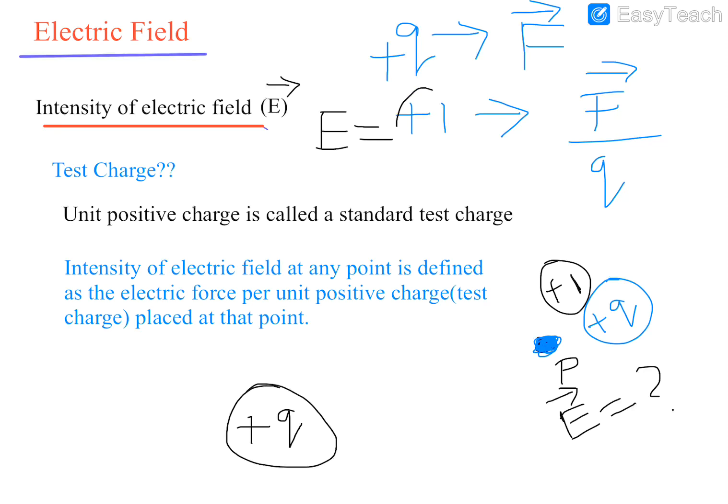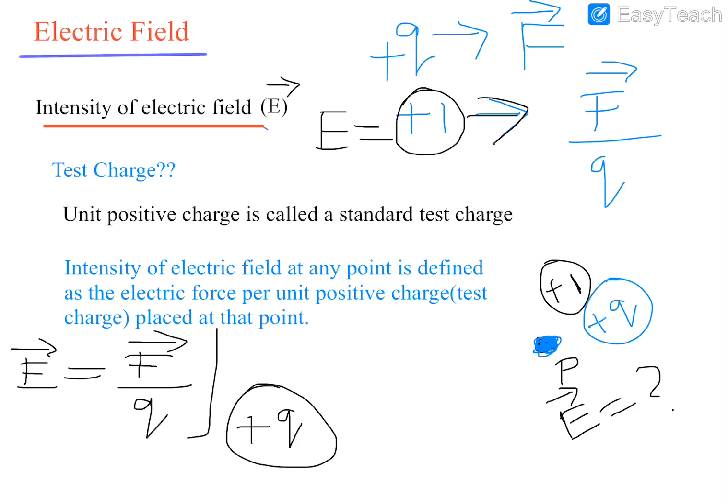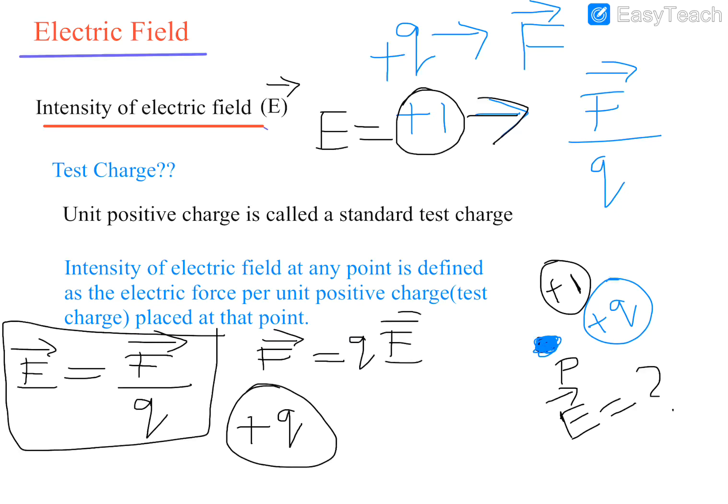E is the force acting on plus 1 charge and it is given by F by Q. So what is the final equation for intensity of electric field? It is equal to total force acting divided by total charge, from which you can write F is equal to Q into E. If you cross multiply, you will get this relation. Electric force is equal to charge into electric field intensity.